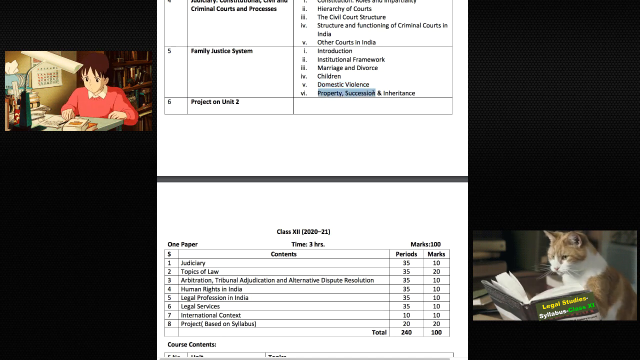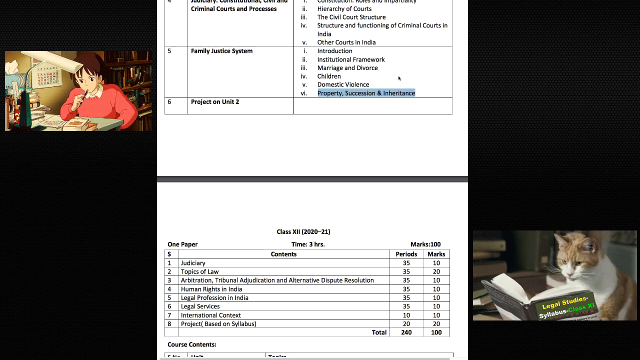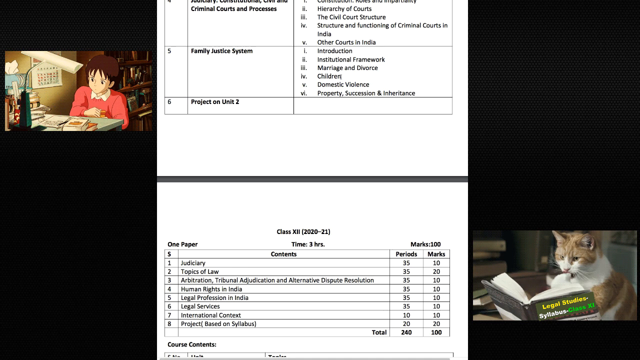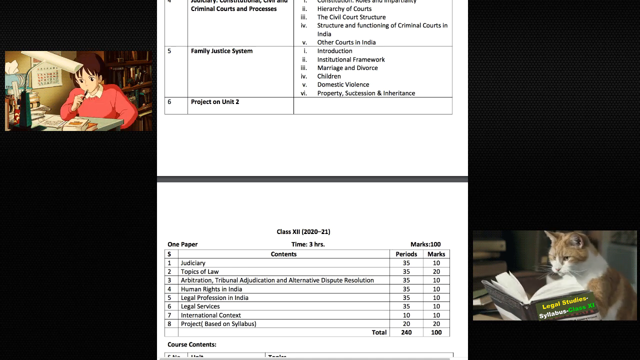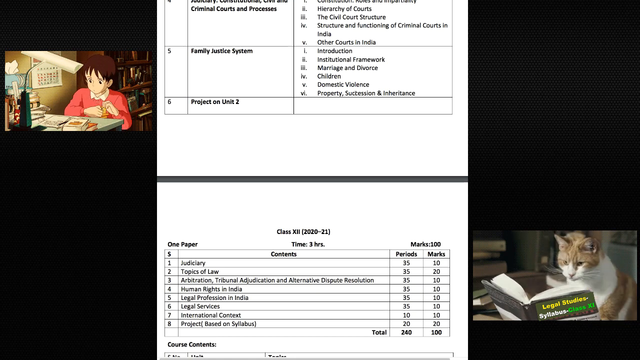Lastly, we have property, succession and inheritance. Means we will be discussing all about the property law and also how it transfers from one person to another person, especially focusing on succession and inheritance.